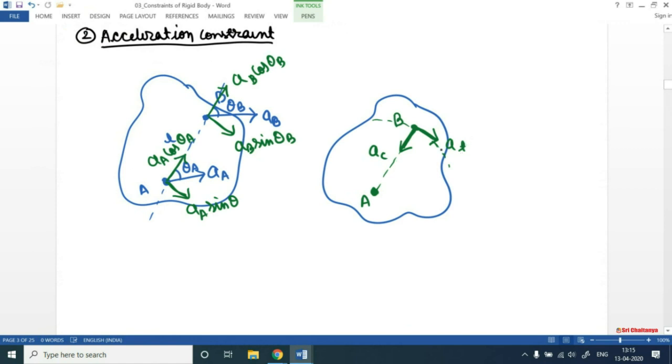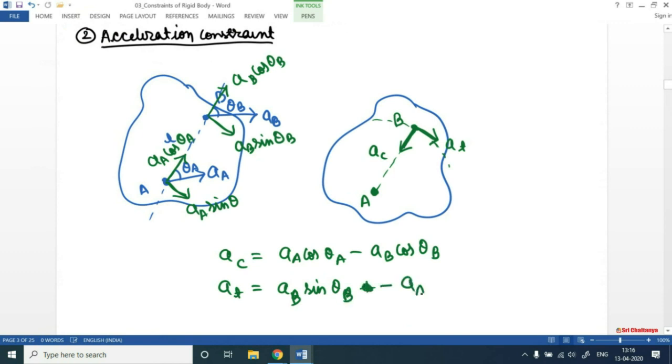And just by looking at this diagram, AC would be AA cos theta A minus AB cos theta B over here, and AT is simply going to be equal to AB sin theta B minus AA sin theta A. Simply, we are finding the acceleration of point B with respect to point A in centripetal as well as tangential direction using the concept of vector subtraction.